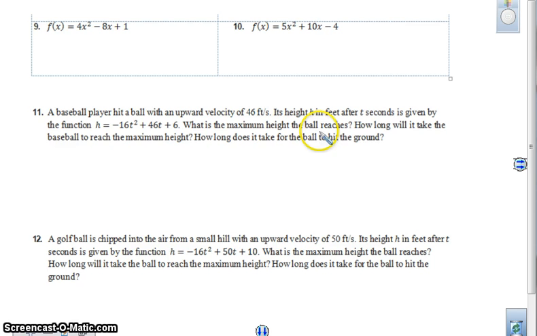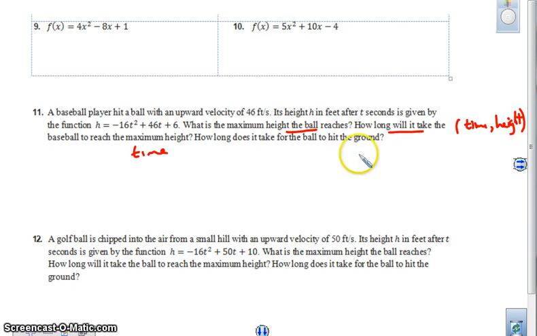This one is asking you for the maximum height that the ball reaches. So remember, we're looking for that height. How long will it take to reach it? That's going to be your time. So when you think about this, these two questions are asking you for your vertex. Here is our time. Here is our height in that vertex. So be careful for that.